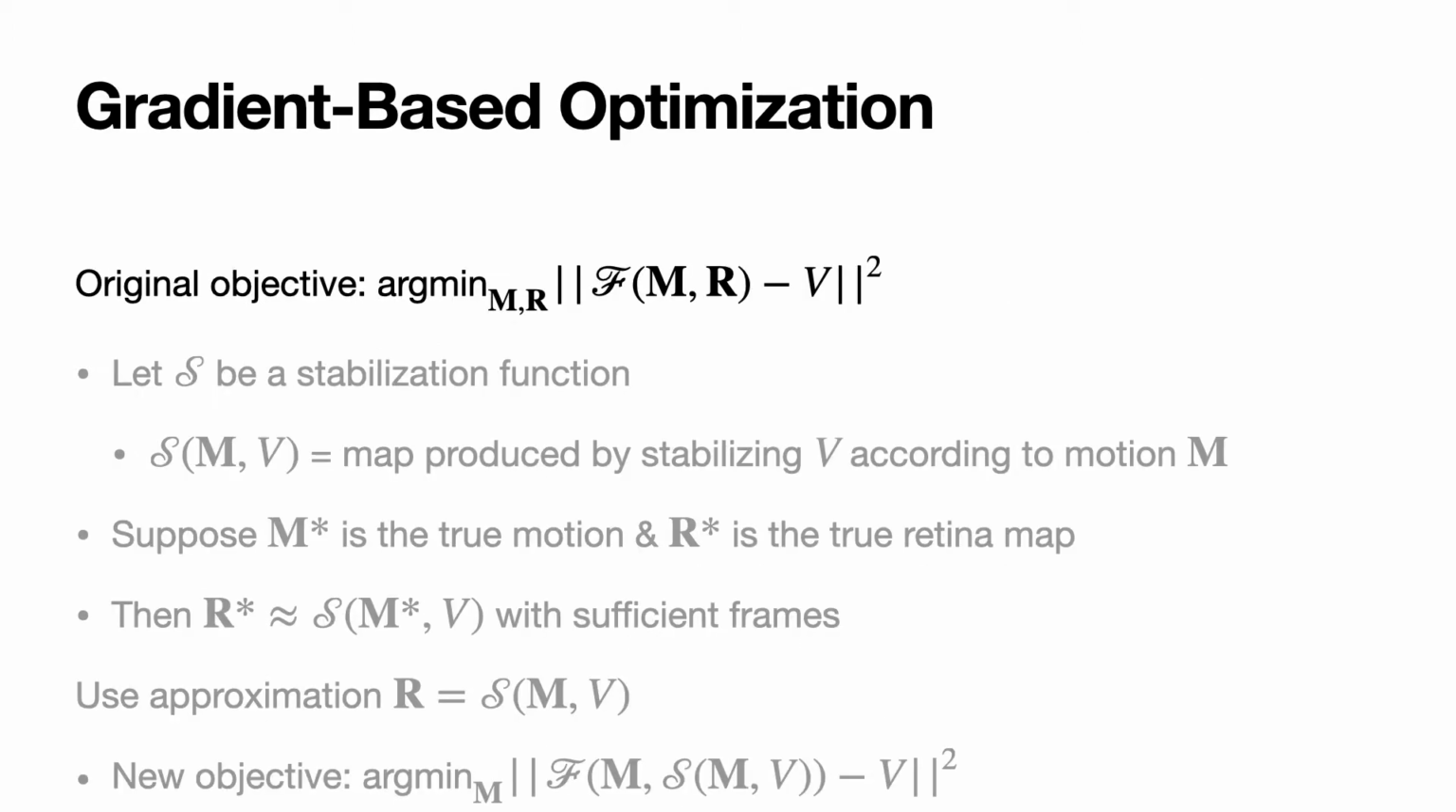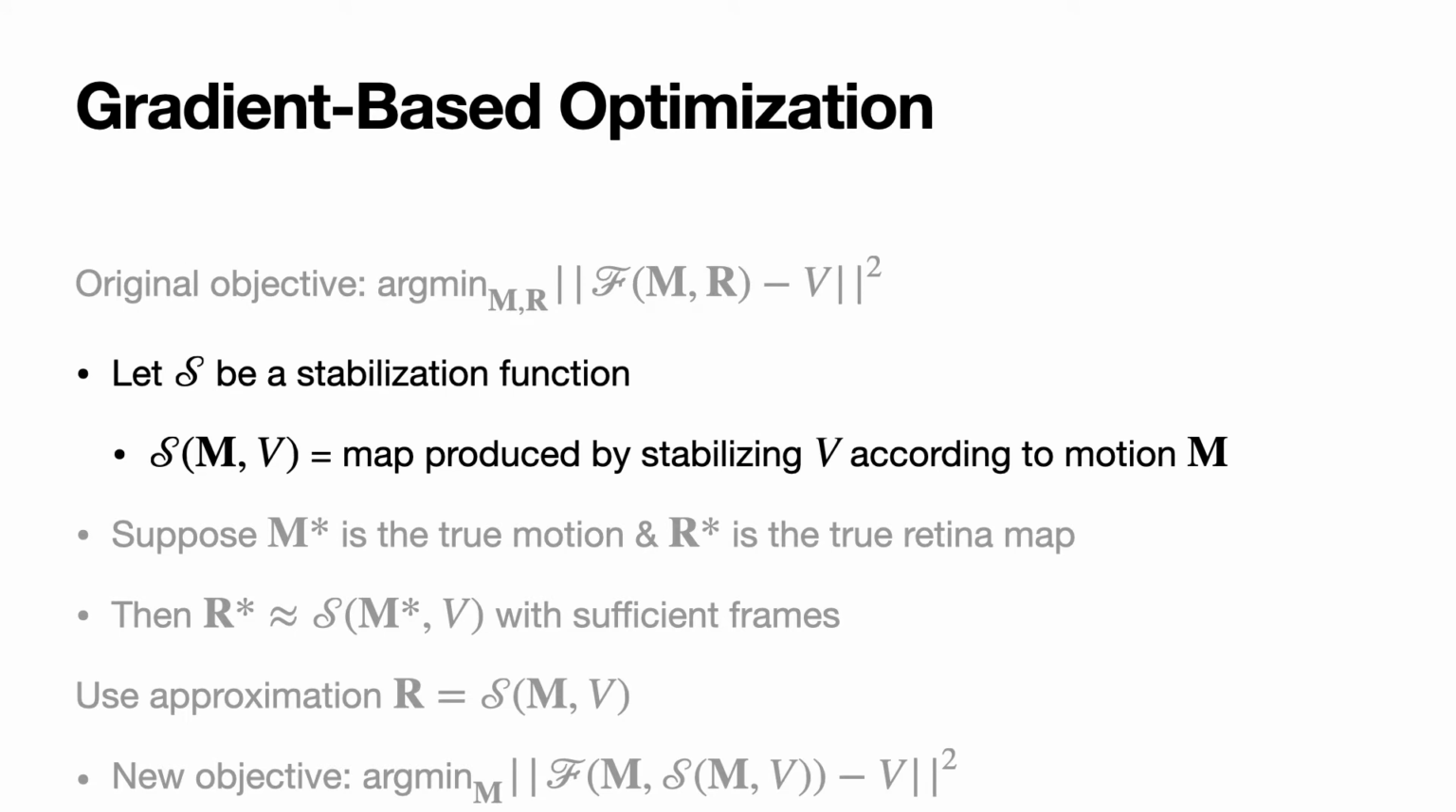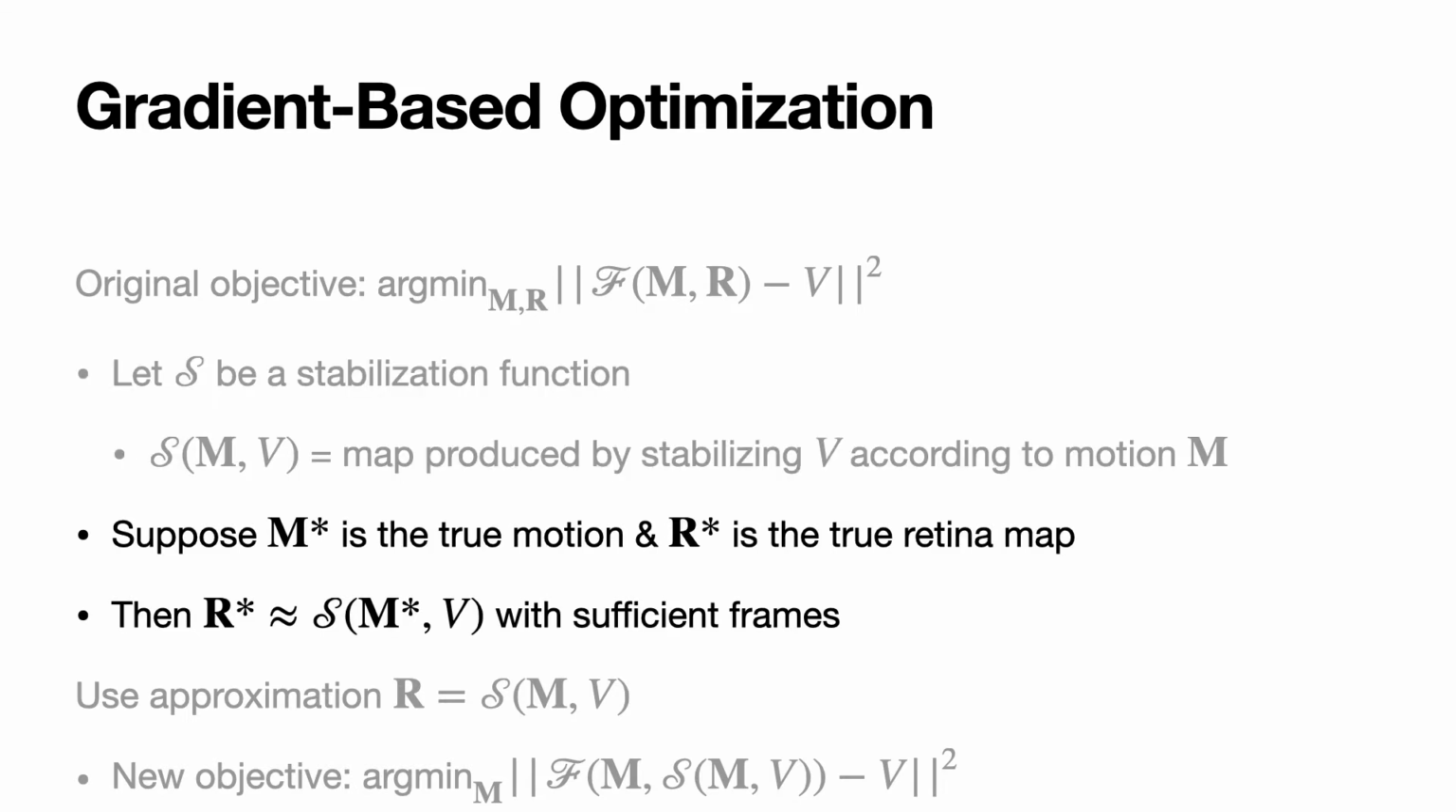We refine the initial motion estimate using gradient-based optimization. As before, our objective is to reconstruct the observed video v. Now, define S to be a stabilization function where S of m, v is the map produced by stabilizing and averaging the video frames of v according to motion m. If m star is the true motion trace we're solving for, and r star is the true retina map, then we can approximate r star by stabilizing the video v according to the motion m star, given enough frames.